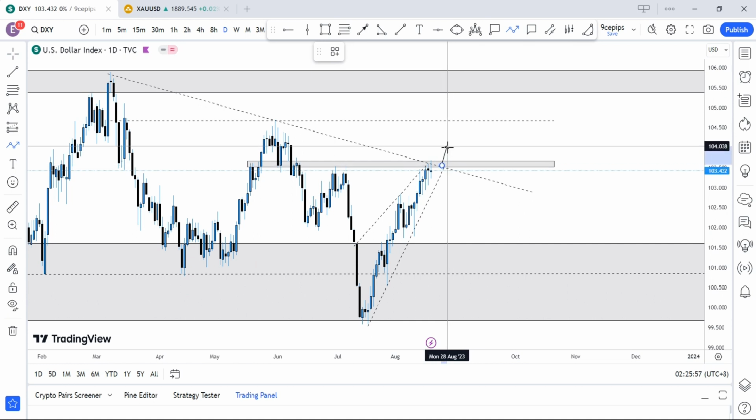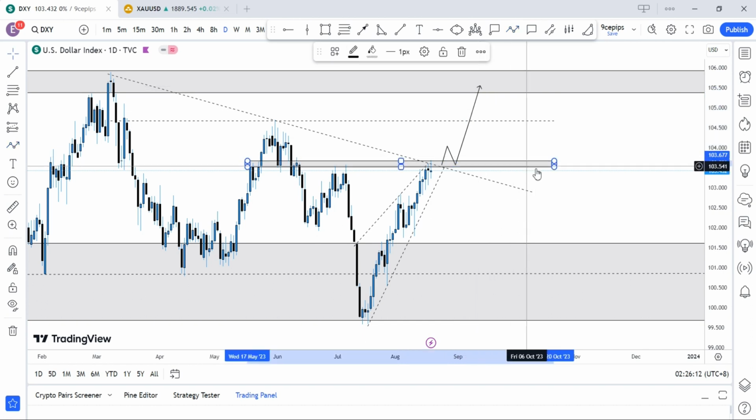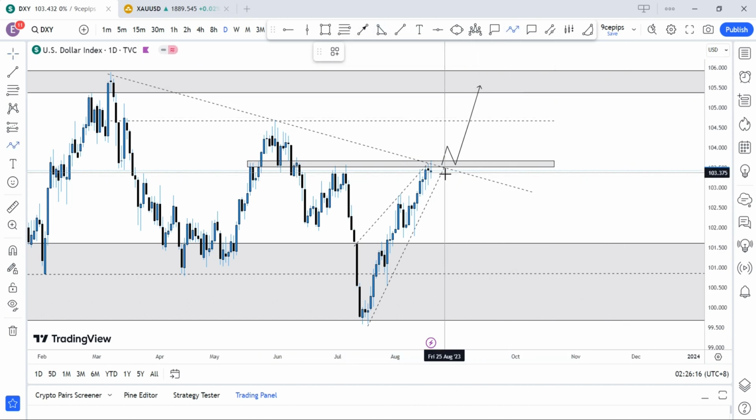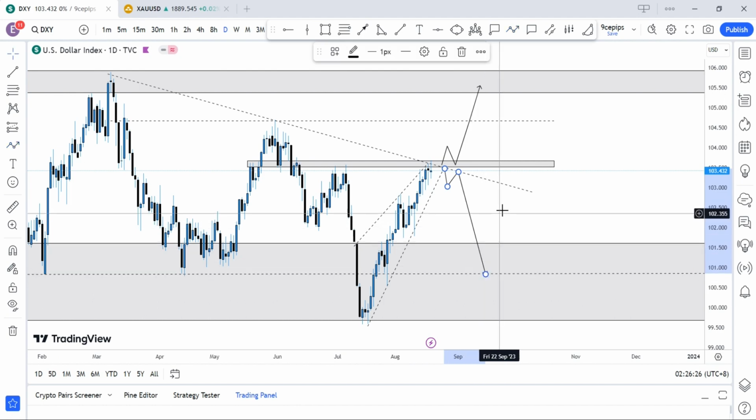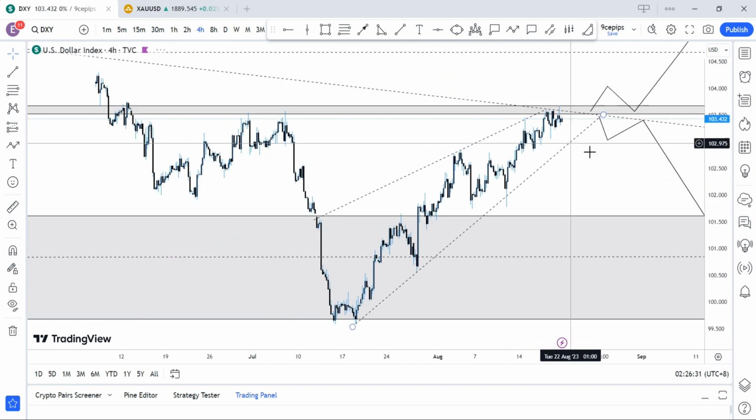If price ends up breaking this region, then we might see a good break and retest of this region, so 104.50. Possibly at the end we might see price come back all the way to 105. But that's not my best first bias. My main bias here is for price to reject this region and give us more structures to keep going to the downside to retest this region here. That's what I have for the week.